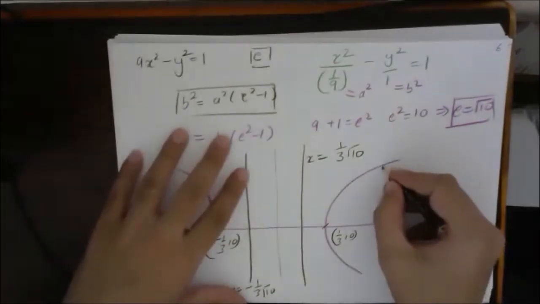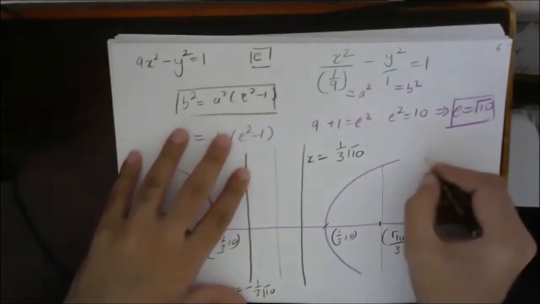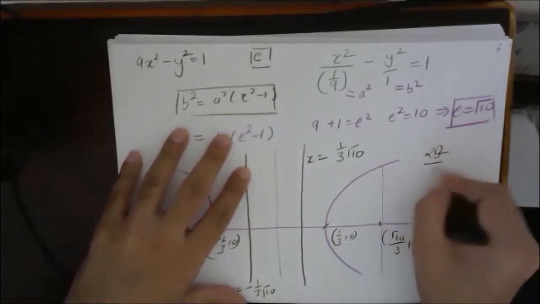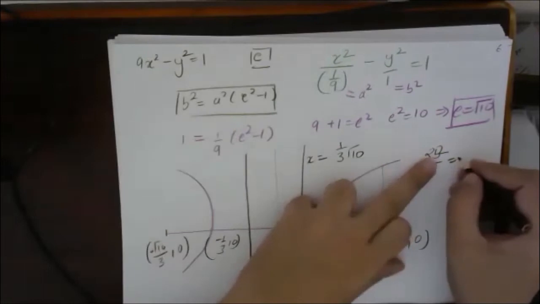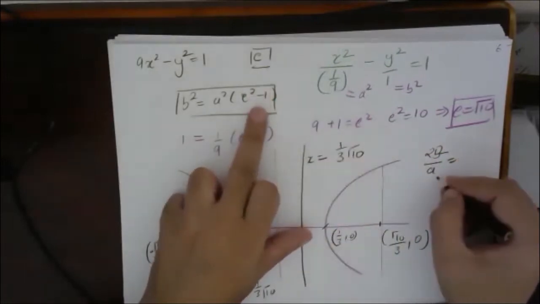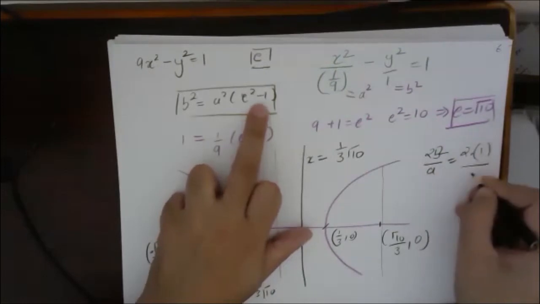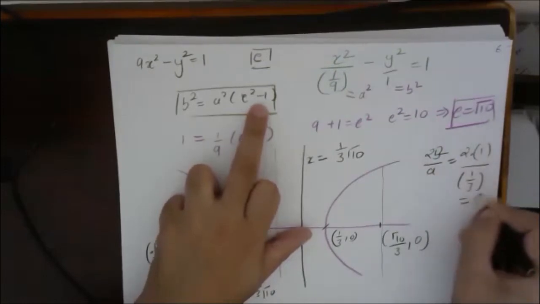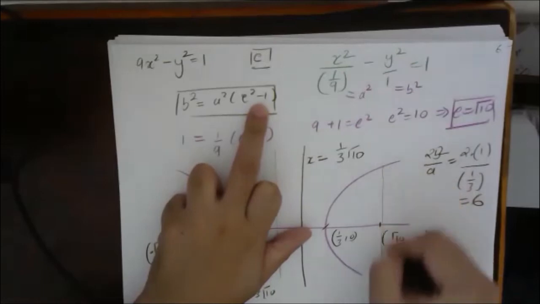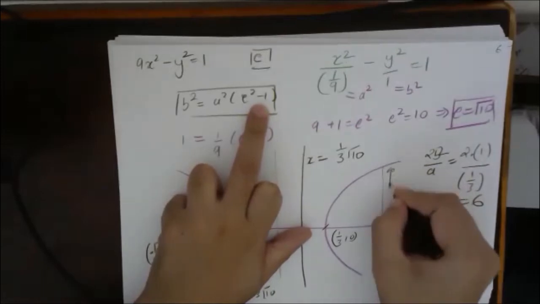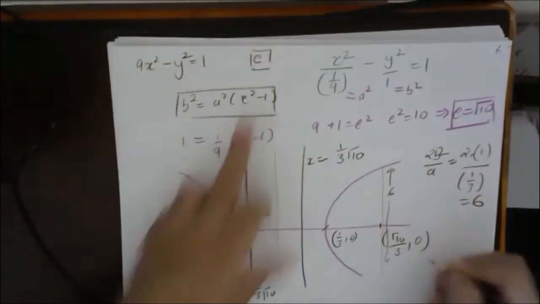Then we'll find the length of latus rectum. Length of latus rectum is 2b square by A. 2b square is what? 1. And A is what? 1 by 3. So this is 2 into b square, 1, divided by A, A is 1 by 3. So this is nothing but 6. So the length of your latus rectum will be 6.